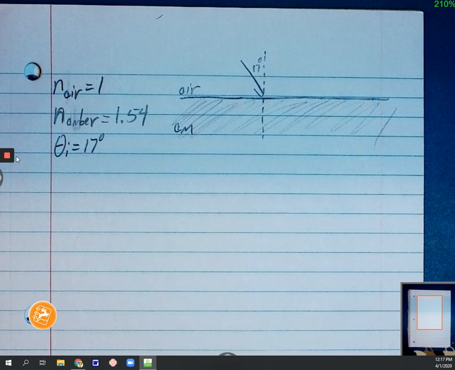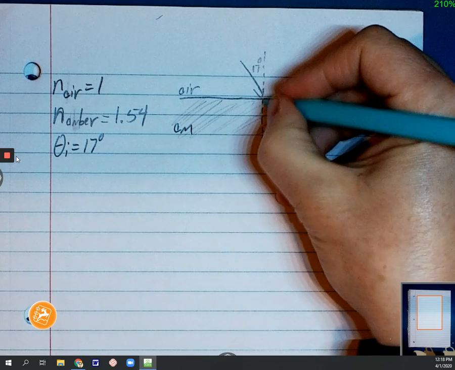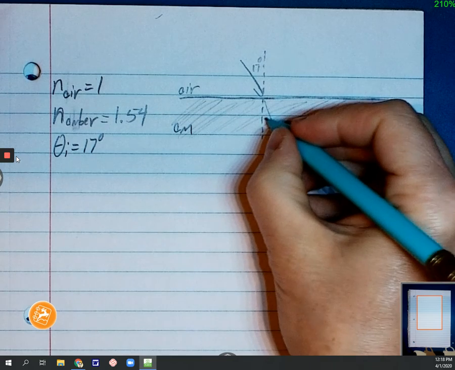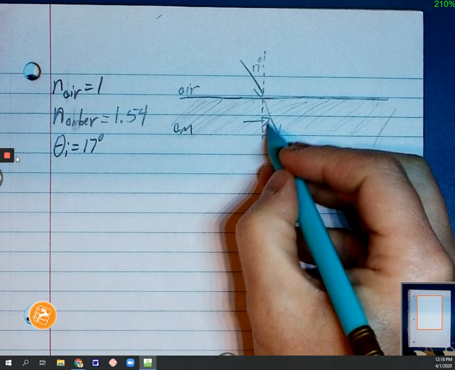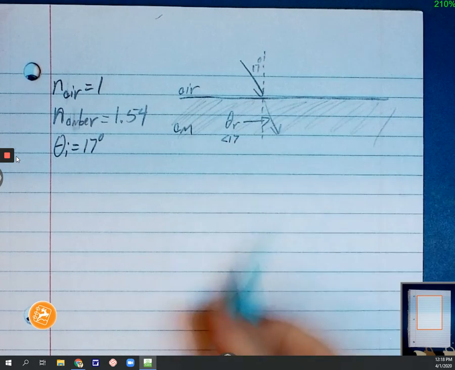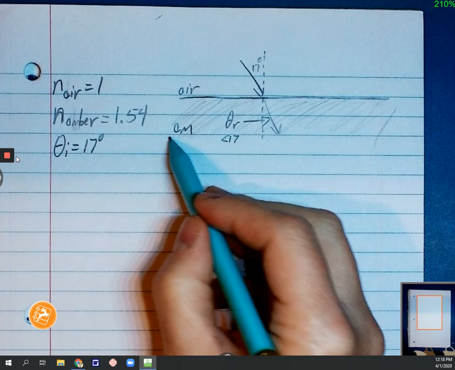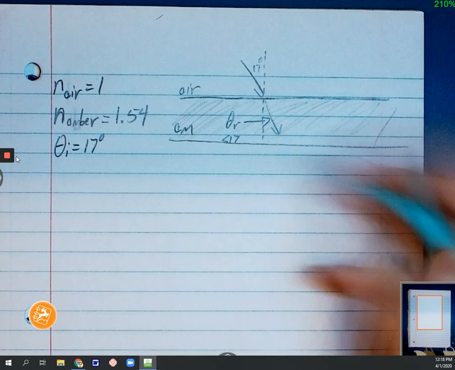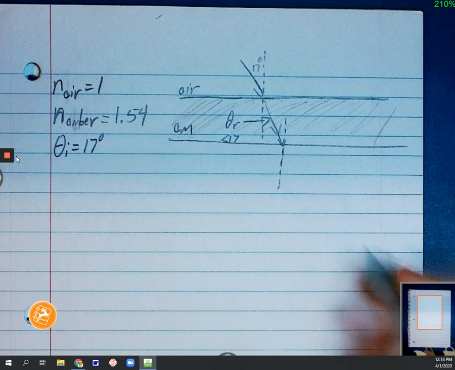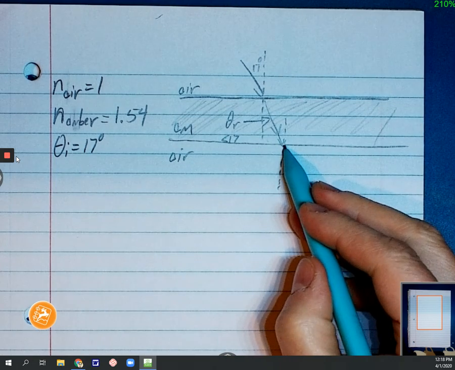Okay? Now, because this has a higher index of refraction, we're going to assume that it is going to get bent in toward the normal. So our theta sub r is going to be less than 17. Now, something's going to happen, though, because it's going to pass through this piece of amber. When it passes through this piece of amber, then it's going to exit the amber back into the air. And when it passes from the amber back into the air, then it's going to be refracted again.